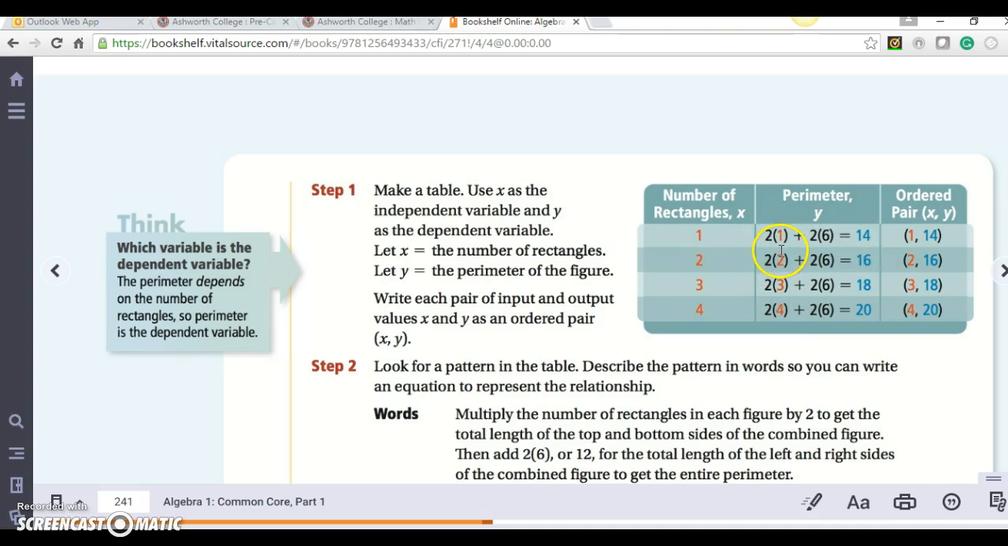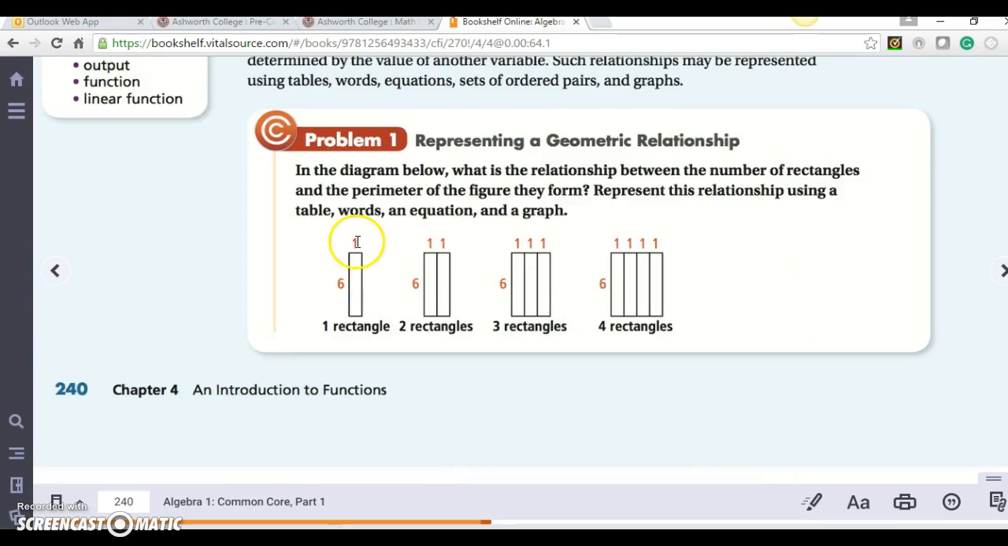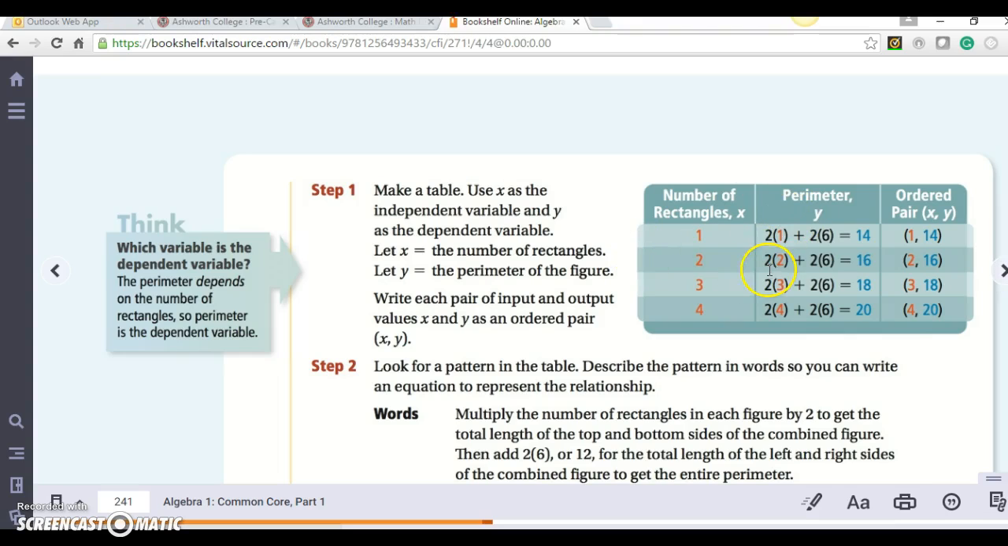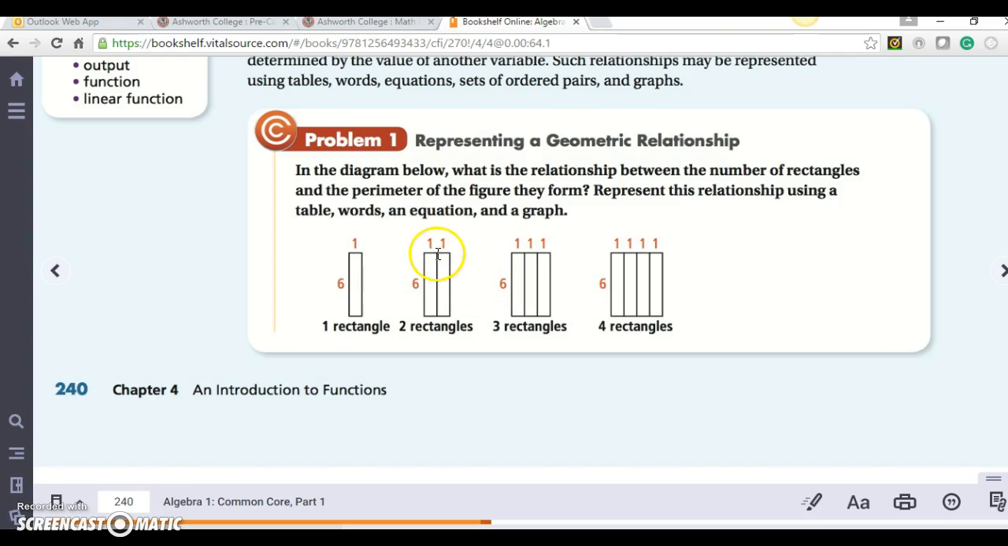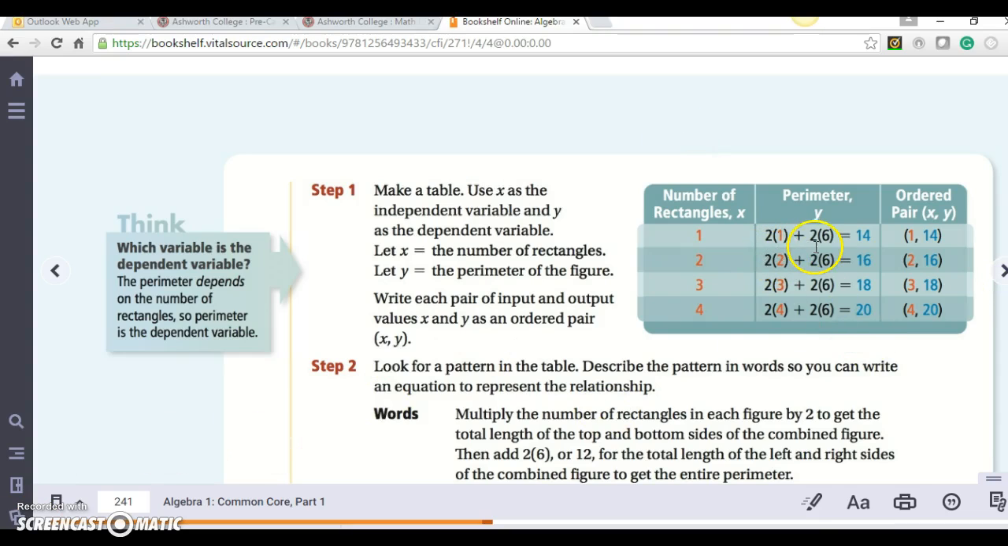So we know that 2 times 1 is the perimeter of the first one's sides, plus 2 times 6. And then this time it'll be 2 times 2, plus 2 times 6. Next it'll be 2 times 3, and then 2 times 4, and so on. So 2 times 1 plus 2 times 6 is 14. 2 times 2 plus 2 times 6 is 16. 2 times 3 plus 2 times 6 is 18. And 2 times 4 plus 2 times 6 is 20. And then we write it as ordered pairs. So we have 1 and 14, 2 and 16, 3 and 18, and 4 and 20.